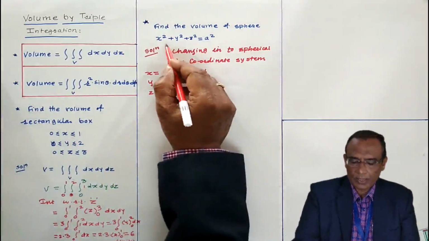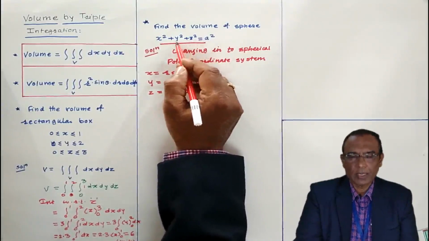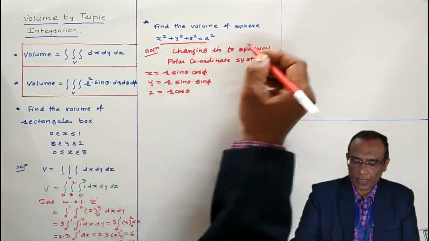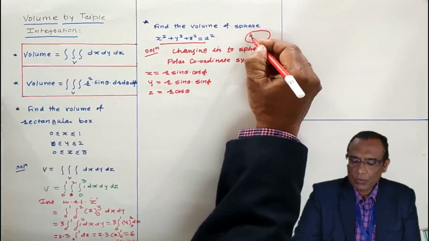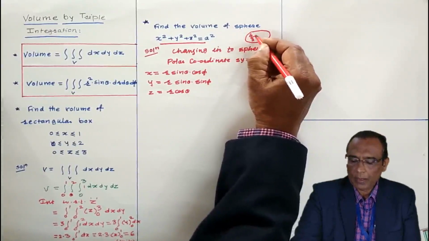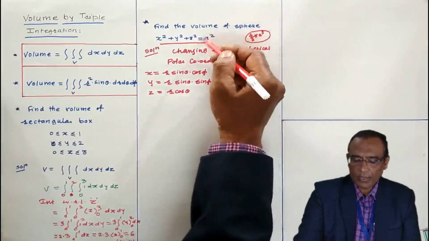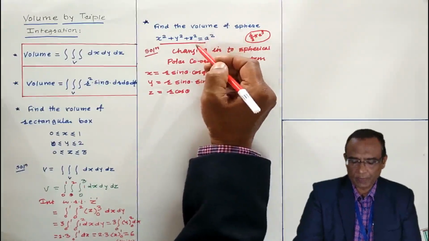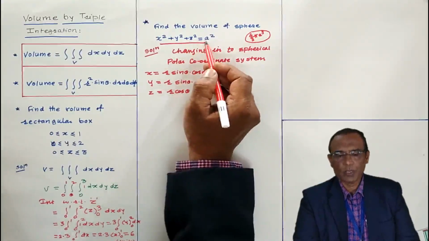So here the equation of the sphere is given, the radius of the sphere is a and the center of the sphere is the origin, meaning 0 0 0, that we have done in solid geometry. Using the formula you can directly tell me the volume of the sphere is 4 by 3 pi radius cube, meaning 4 by 3 pi a cube. We are going to find out the volume of this sphere using triple integration.